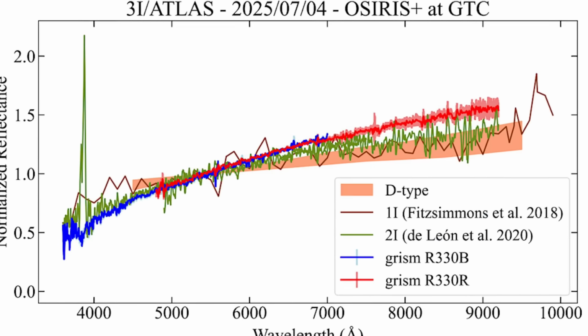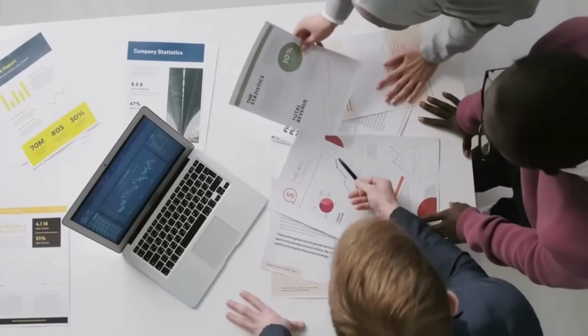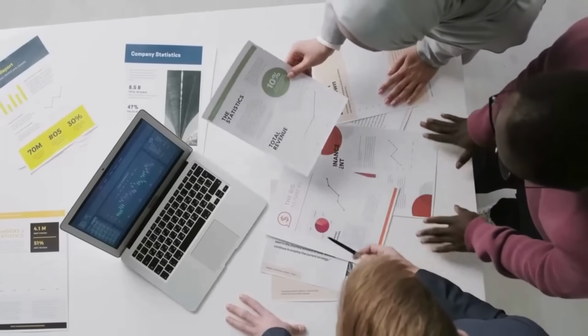The prevailing models, built on years of survey statistics, predicted that such a massive, active interstellar object should be vanishingly rare.